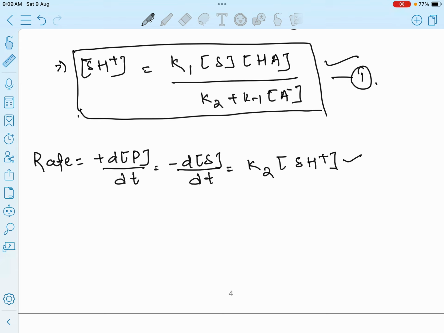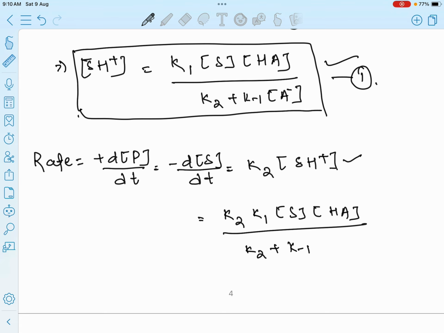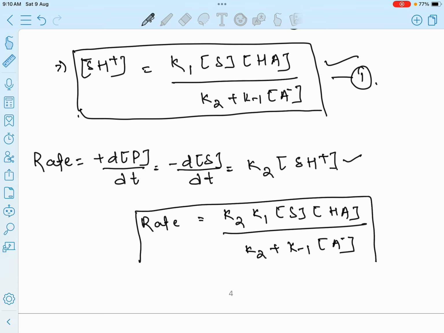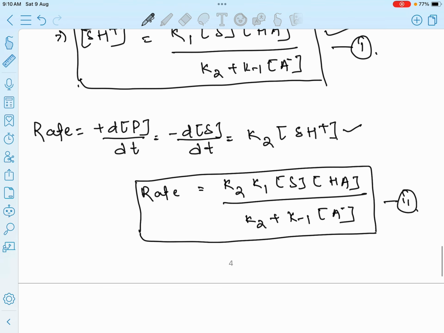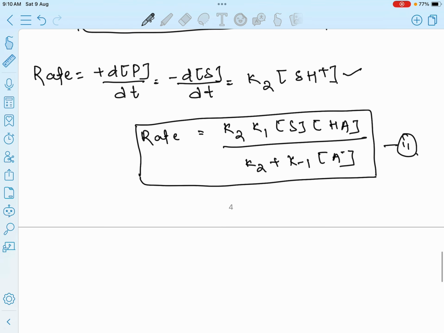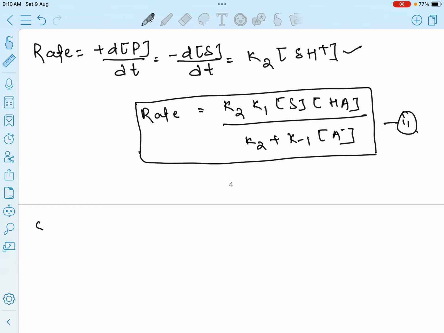Therefore, equation 1 can be used here, and substituting equation 1 in place of SH plus, we get the S concentration into HA concentration divided by K2 plus K minus 1 into A minus concentration. This is your equation number 2. Okay, so there are some special cases or limiting cases which we need to discuss.